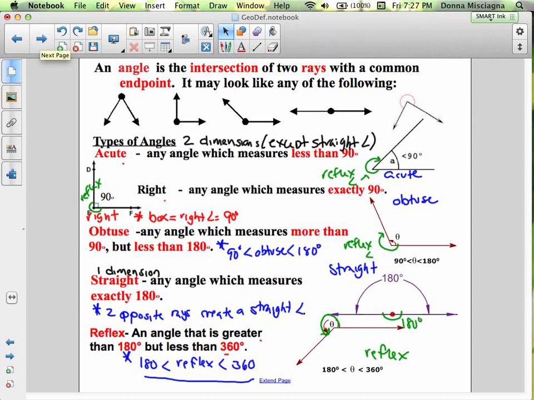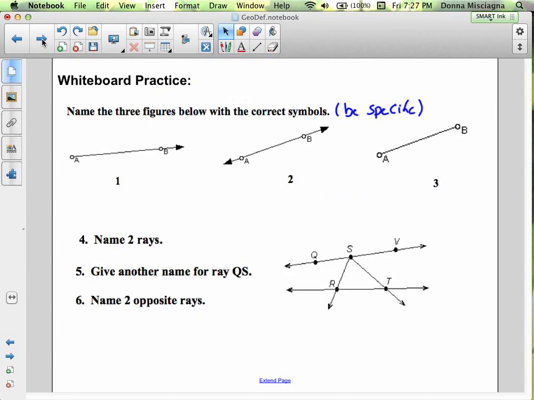All right? So there's our different types of angles. And that's going to end this whole Nearpod lesson, because now you can stop and do the whiteboard practice. All right? So before you go on to any more of our Nearpod lessons, make sure you complete the whiteboard practice. All right? And that's in Schoology.